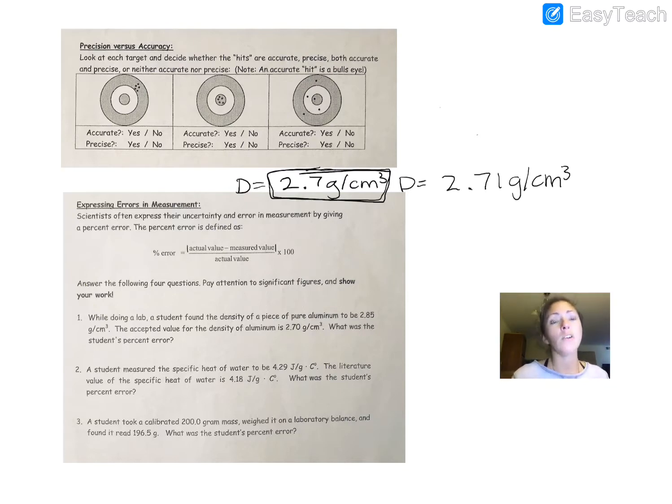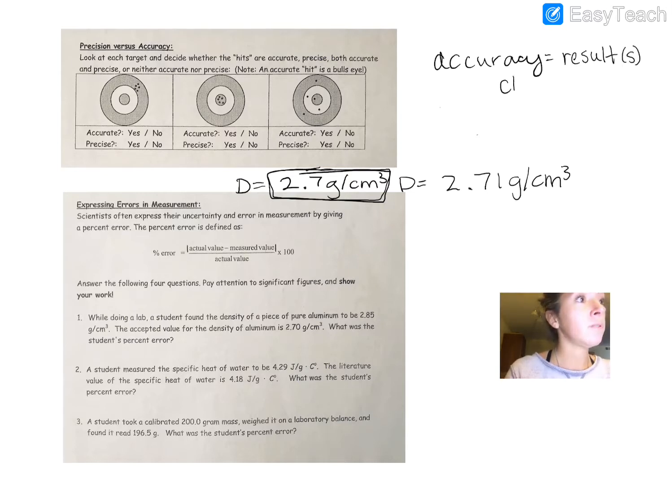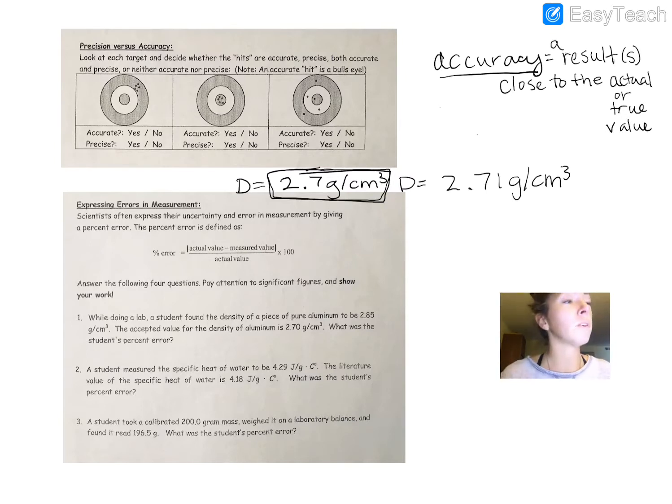So to be accurate means that you have data or results that are really close to what they should be. Now, precision, on the other hand, is different. So accuracy is a result or results close to the actual, or sometimes this is called the true value, for that measurement, okay? In the case of this bullseye, the actual or true value would be hitting right on the bullseye. That within this bullseye would be accuracy. That would mean that you're hitting it exactly where you're supposed to.